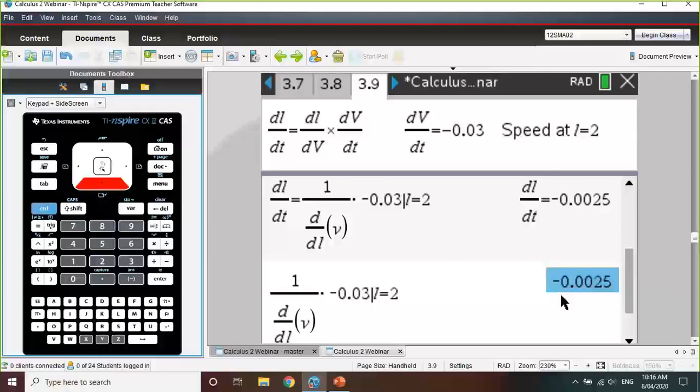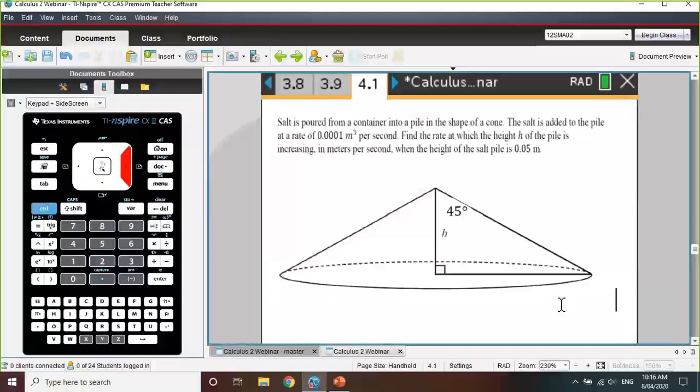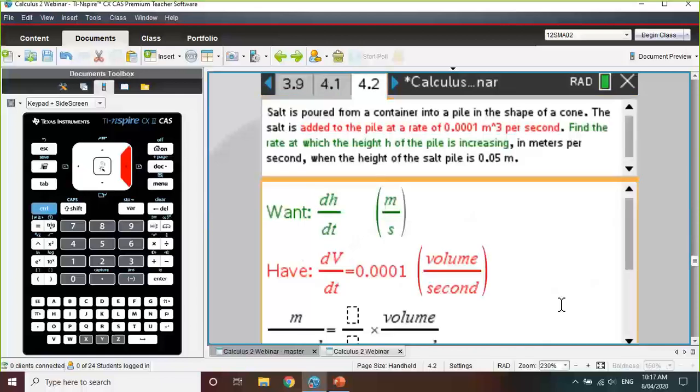Okay. Now, another typical VCAA style question is we're pouring salt out of a container and it's forming a shape of a cone. The salt is being poured out and added to the cone at a rate of 0.0001 cubic meters per second, an incredibly small rate. And we want to find out the rate at which the height is increasing when the height is 0.05 meters. So once again, we want to unpack this question, look at the end of the question and ask ourselves, what is it we're trying to find?